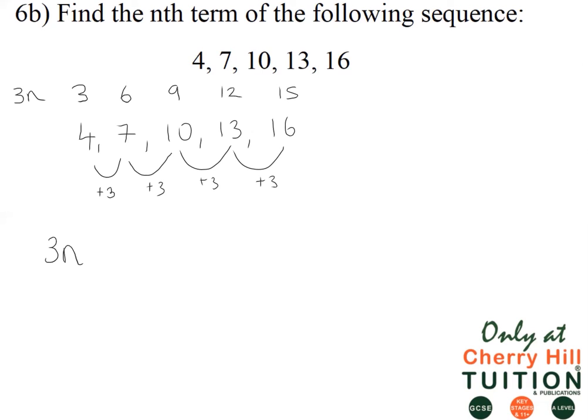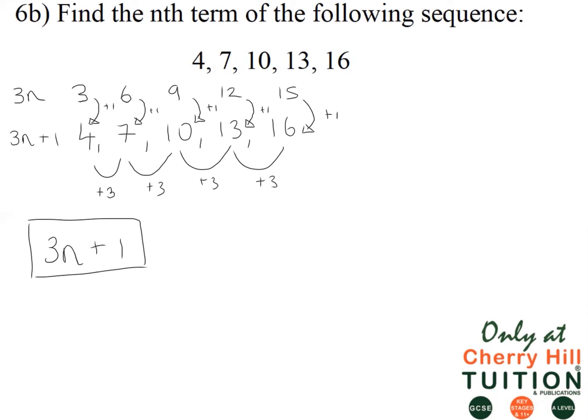Let's now work out how to get from 3n to our sequence. To get to 4 from 3, we add 1. 7 from 6, we add 1. 10 from 9, we add 1. 13 from 12, we add 1. And 16 from 15, we add 1. This means that the sequence is 3n plus 1.